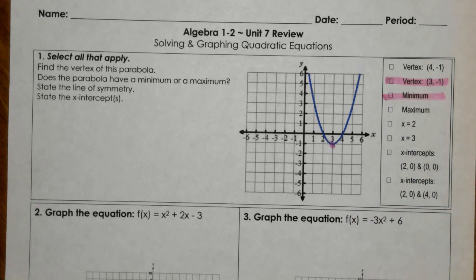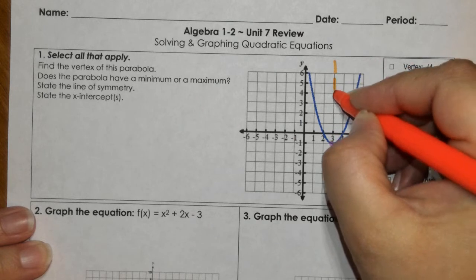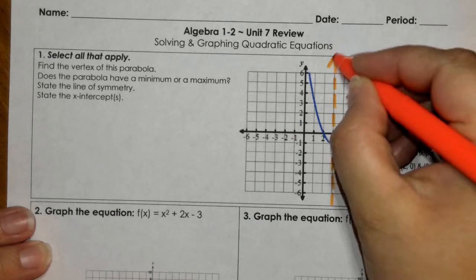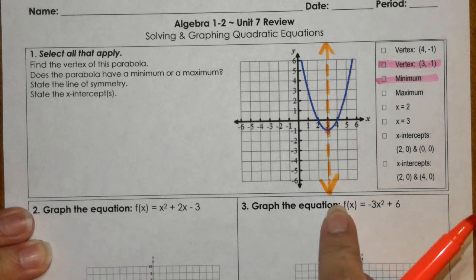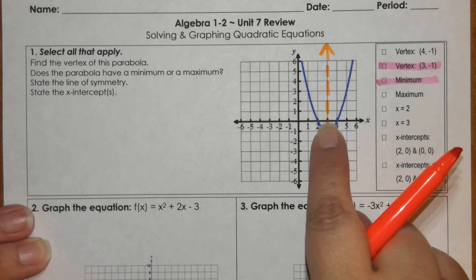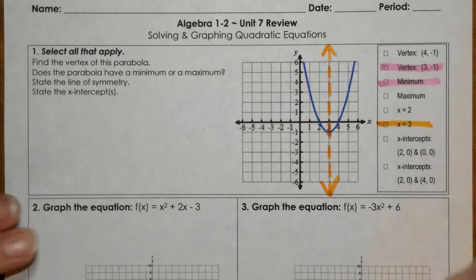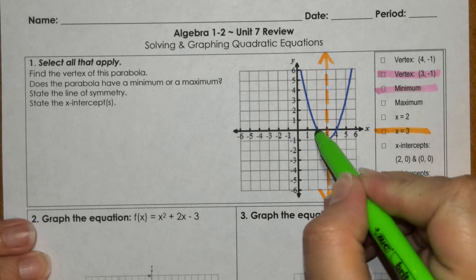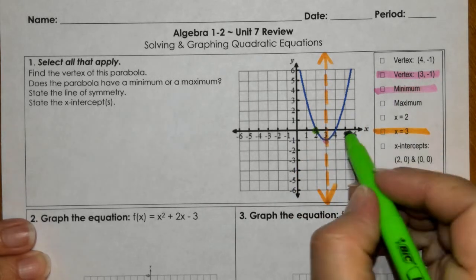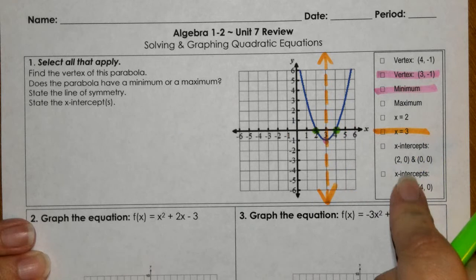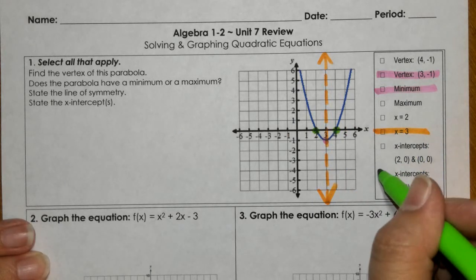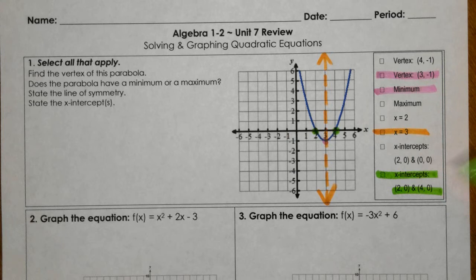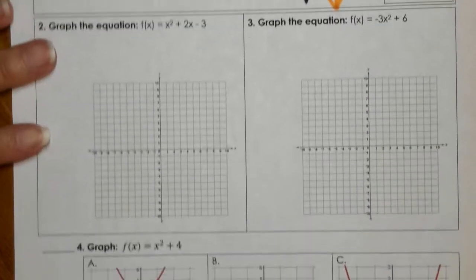Okay, the line of symmetry always goes through the vertex as a vertical line. So this orange line goes through x at 3. So I'm looking for x equals 3. And then lastly, the x-intercepts of this parabola are right here. That would be 2, 0 and 4, 0, which would be the last option. So this would be like a 4-point problem since you would be selecting 4 answers here, answering 4 questions. Moving on.